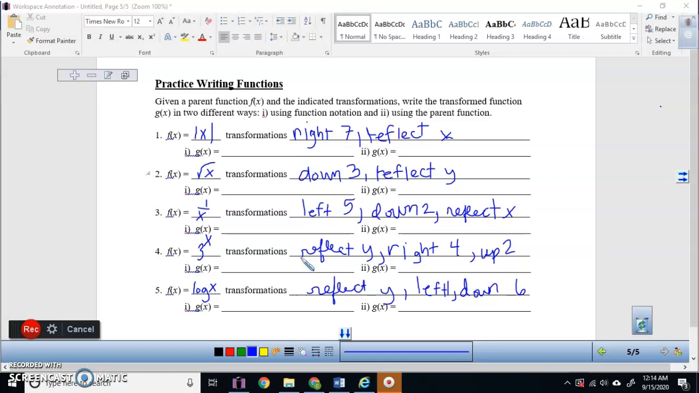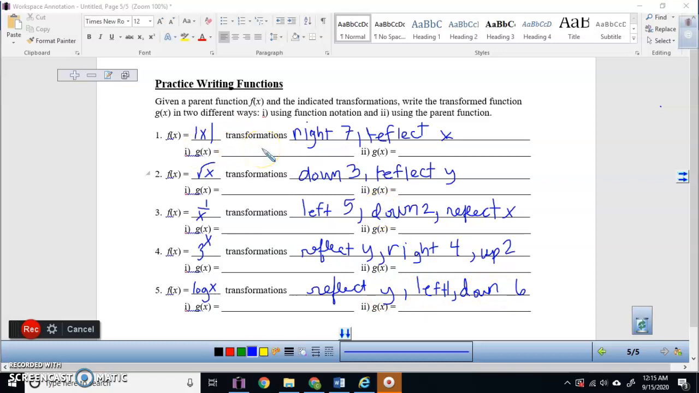So for number 1, the transformations that we want are going to be right 7, reflect over x. Number 2, down 3, reflect over y. Number 3, left 5, down 2, reflect over x. Number 4, reflect over y, right 4, up 2. And number 5, reflect over y, left 1, and down 6. And so let's go back to number 1.